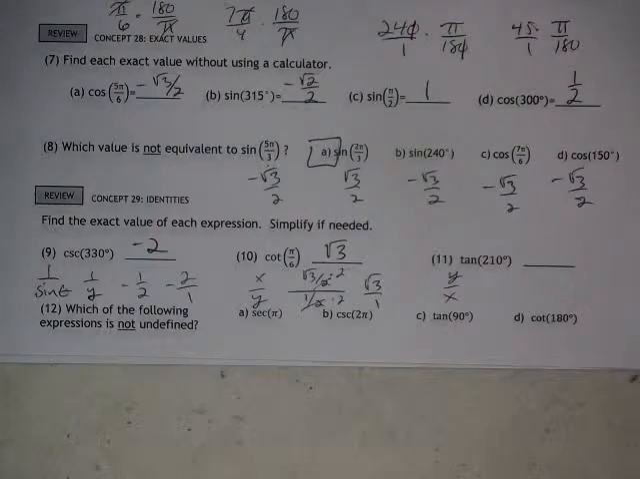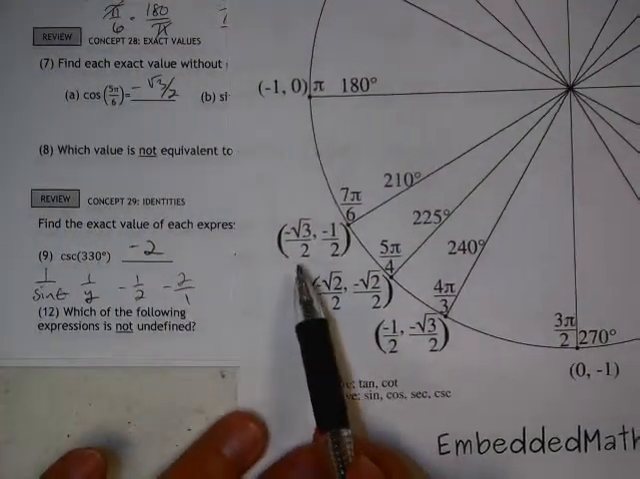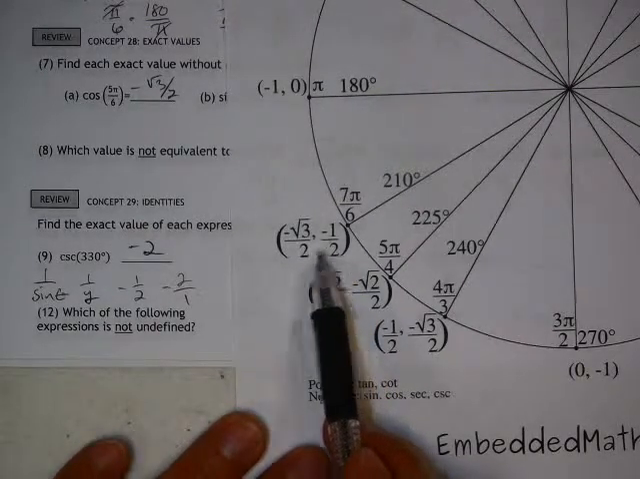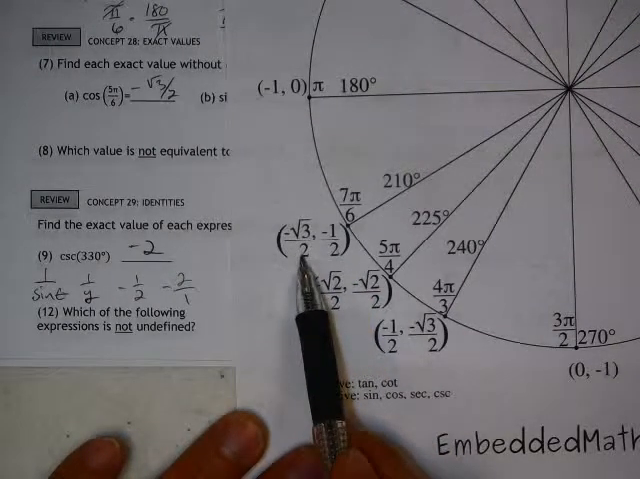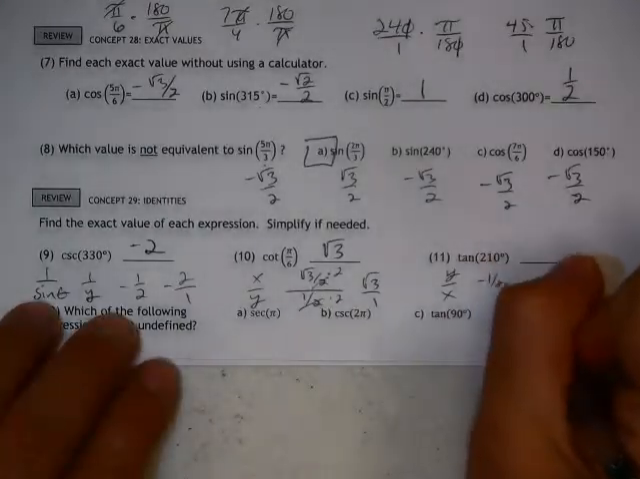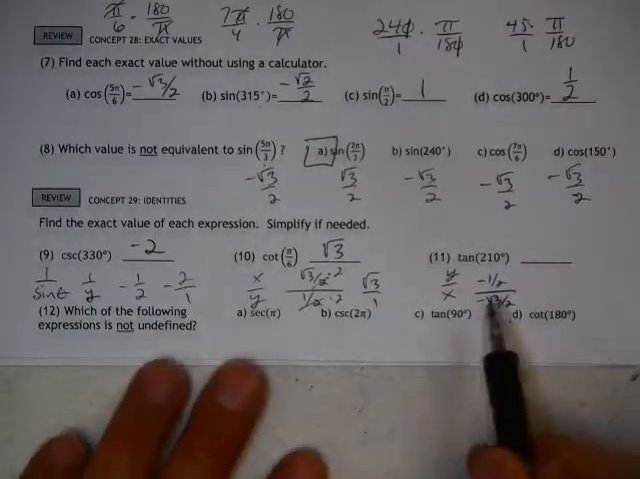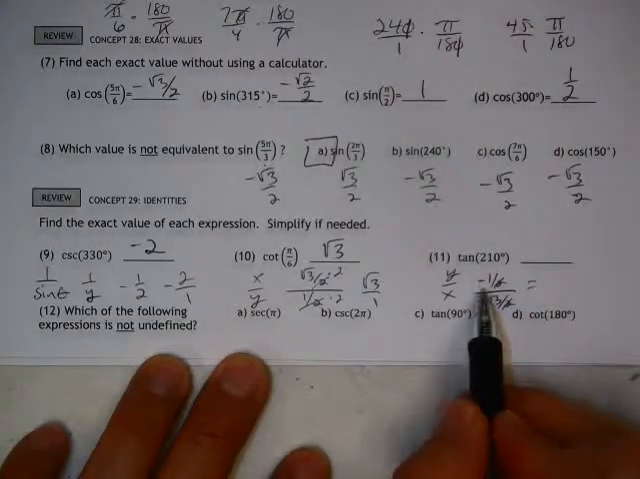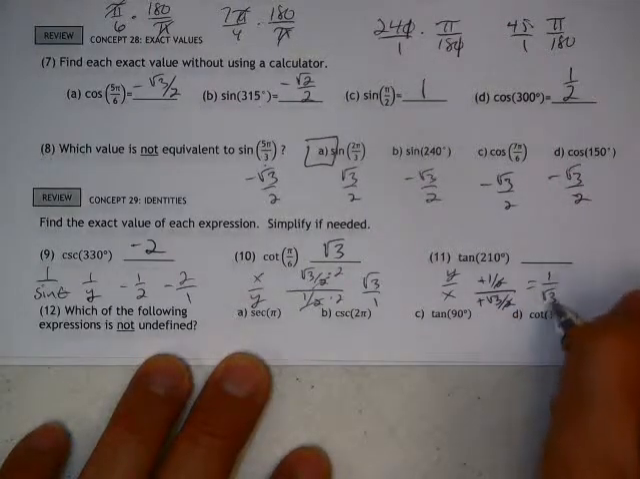Tangent 210 for number 11, first I find 210 degrees. There's my x coordinate and my y coordinate. This one's going to be a little bit different. Remember, tangent makes you put the y coordinate, the rise, over the x coordinate, the run. So we're going to start with negative 1/2 over negative square root 3 over 2. Now it's the same idea as last time. The same denominators can cancel, so those are gone, which leaves me with, oh, by the way, negative divided by negative is positive. So I've got 1 over square root 3.